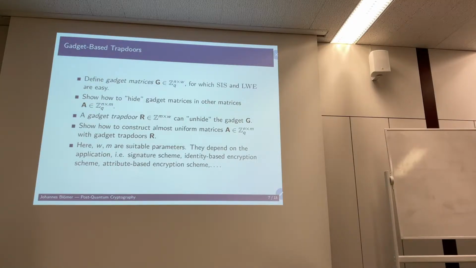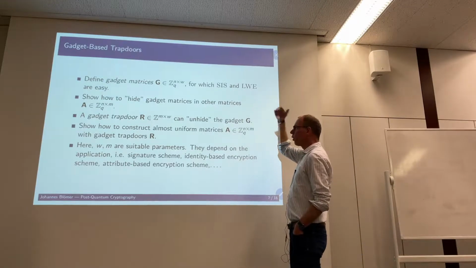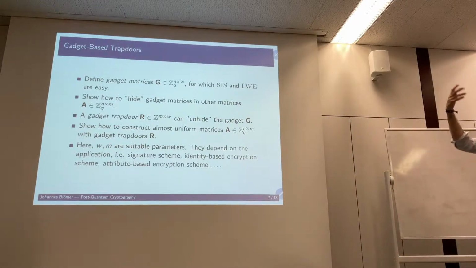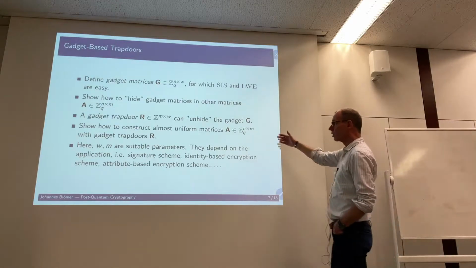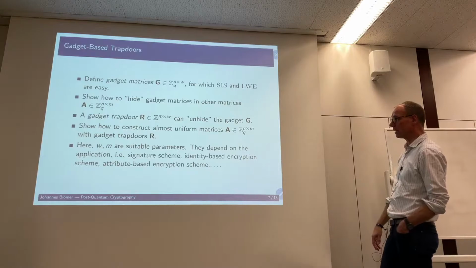Let me briefly recall how we define these things roughly. We first define gadget matrices for which we can solve SIS and LWE easily, actually ISIS. And then we'll show how to hide these gadget matrices in general matrices, and have the trapdoor then unhide the gadget. We'll see exactly what this unhiding means. And then we'll show how to construct these for almost uniform matrices again.